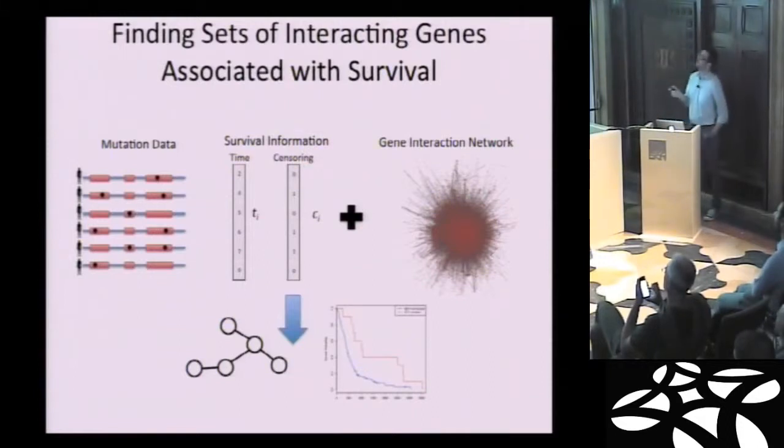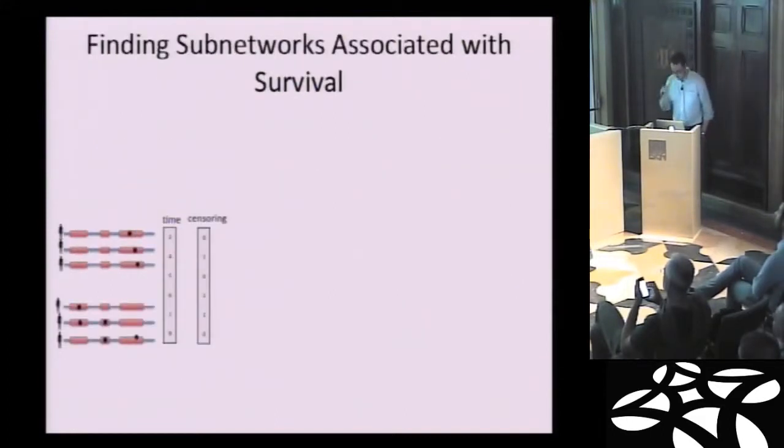So what we want to do is to take the mutation data and the survival data that we had before, take a gene interaction network that describes interactions among genes, and identify connected subnetworks, or connected subgraphs, that show significant association with survival.